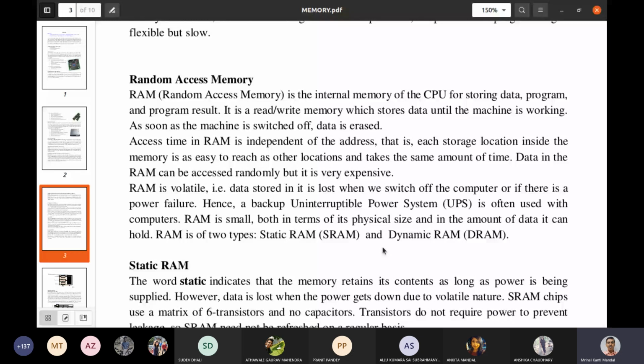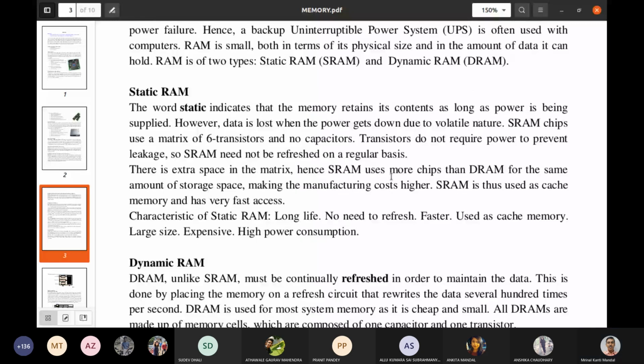So this RAM can be classified into two groups. One is static RAM, another is dynamic RAM. Static RAM is a low density RAM. Here basically many transistors are used to fabricate it, and each bit is stored by considering 6 transistors in a particular unit, and 6 transistors form a cell. That cell can store a single bit.